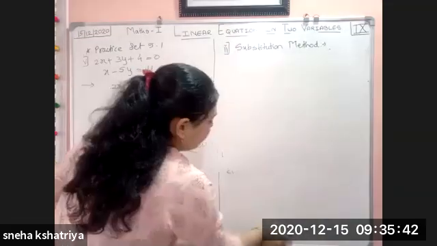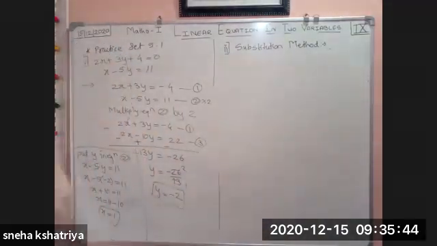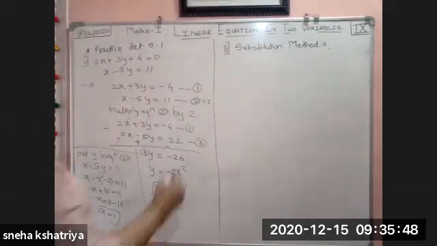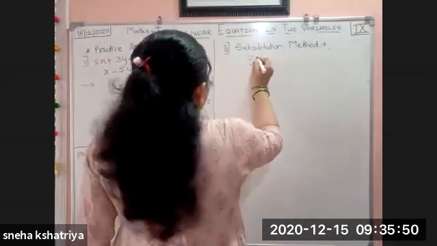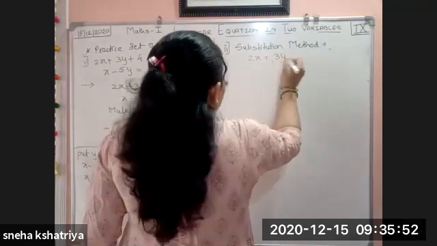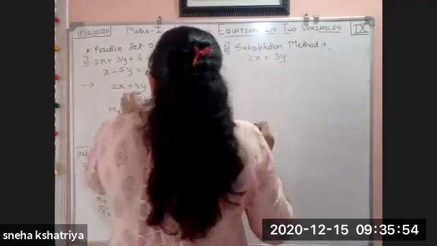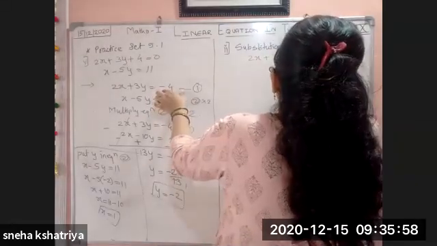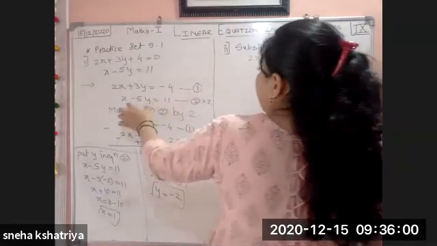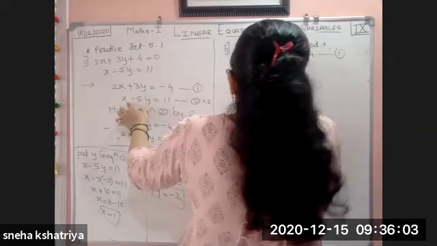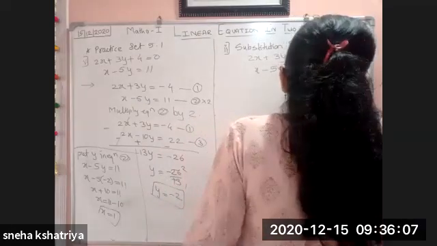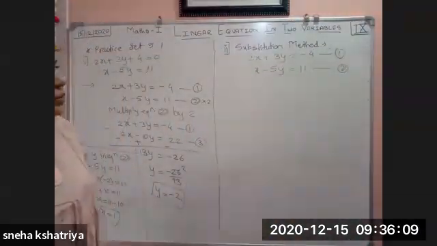Now the same example we are going to see by the substitution method. What is the substitution method? First we will write down the question. I am shifting this 4 to the right side, directly here. Say it as equation number 1. And here is x minus 5y, which is equal to 11. Say it as equation number 2.